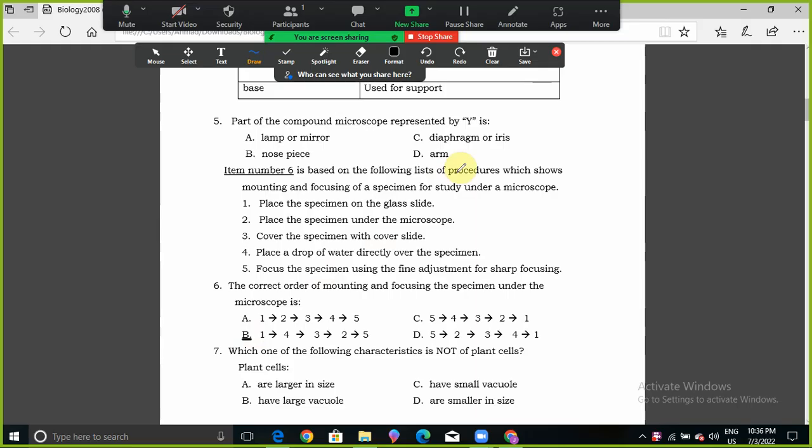Now in question number 7, it says which one of the following characteristics is not of plant cells? Plant cells are larger in size, have large vacuole, have a small vacuole, or are smaller in size. In this question, it's asking for what is not a characteristic of plant cells. First of all, plant cells are larger in size, have a cell wall, have a large central vacuole, and have chloroplasts.